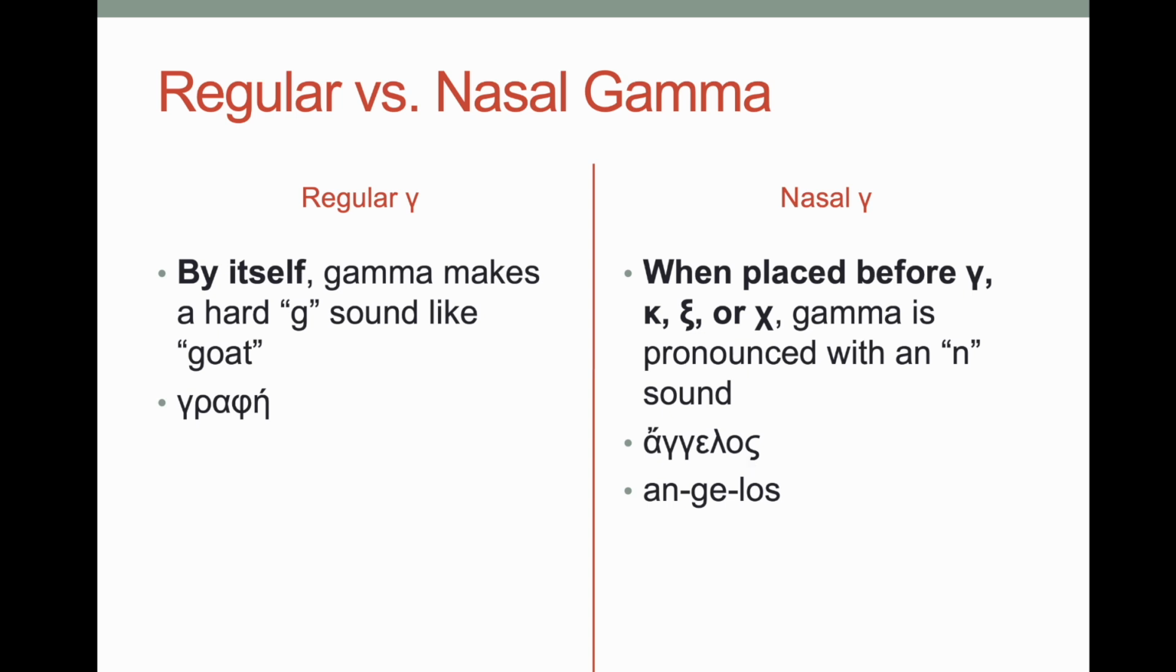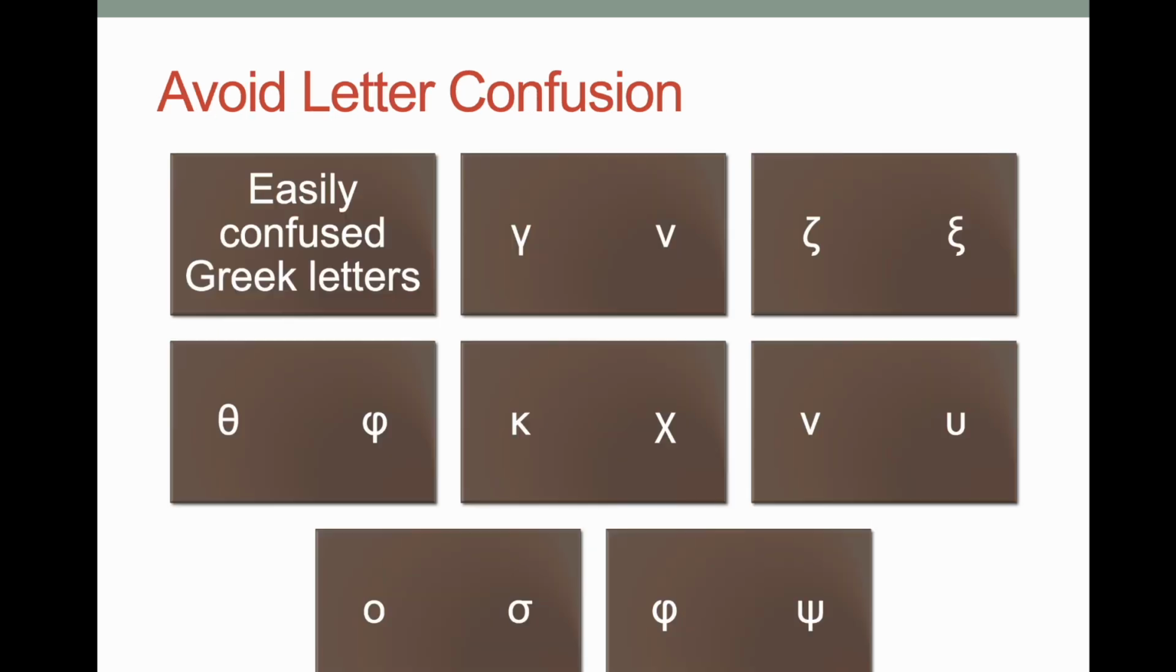So what you see there is a double gamma, right? So we would pronounce that angelos, angelos. Okay, you see how I've broken down the syllables and transliterated the sound there, angelos. That first gamma is pronounced with an N, angelos. Okay, regular gamma, nasal gamma.